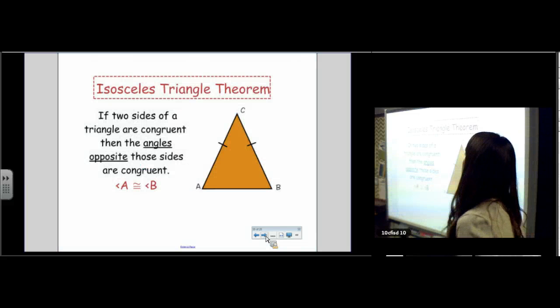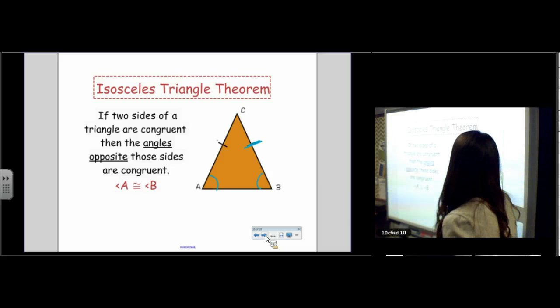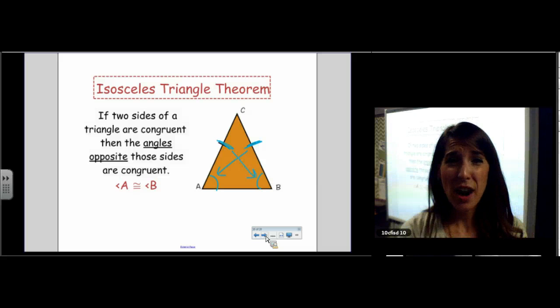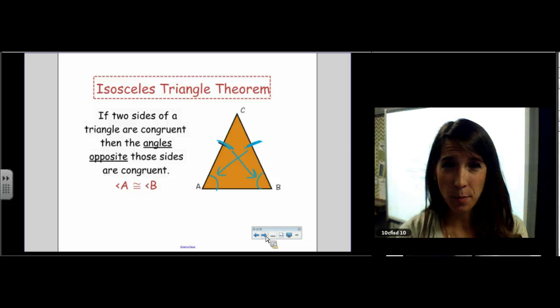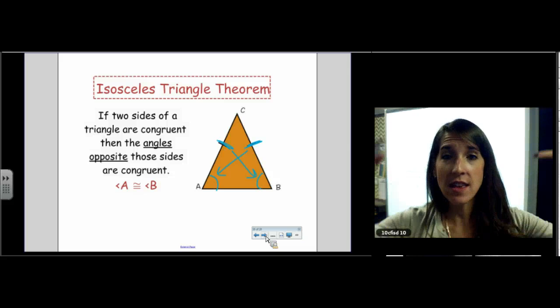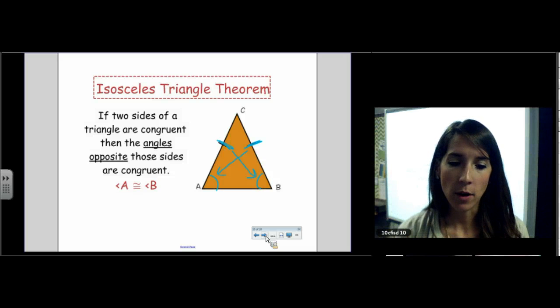And the isosceles triangle theorem. If 2 sides of a triangle are congruent, then the angles opposite those sides are congruent. So you're actually going to need to use that on your parallel line diagrams. If 2 sides have tick marks, then the angles opposite the tick marks are congruent. So that is really important.